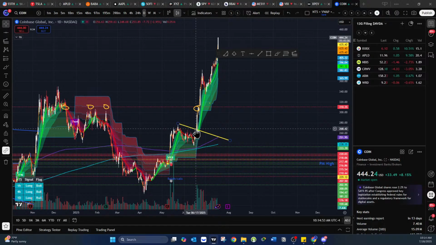Wow, how about this Oscar Health, man? Disgusting. Turned into a meme stock. I don't know what the hype is about. I really don't understand it.